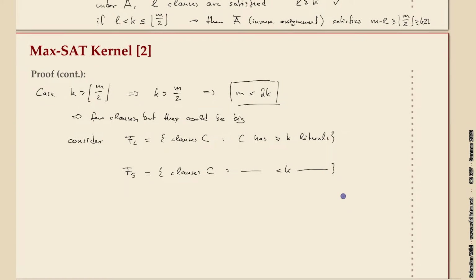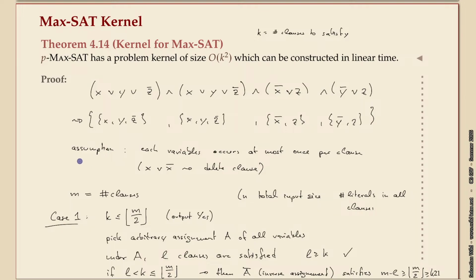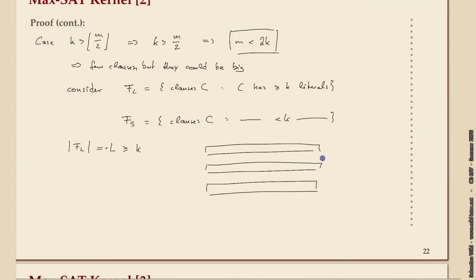And now, again, an observation. If we have a lot of these large clauses, then that's an easy case. Say we say capital L is the number of long clauses or large clauses. Now, if this is greater than k, then we have these really long clauses and k of them. So it's enough if we satisfy only these k clauses, only long clauses. Now, because they each have at least k literals, they also have to talk about more than k variables, at least k variables. That was our assumption up here, right? The variables occur only once in each of these.